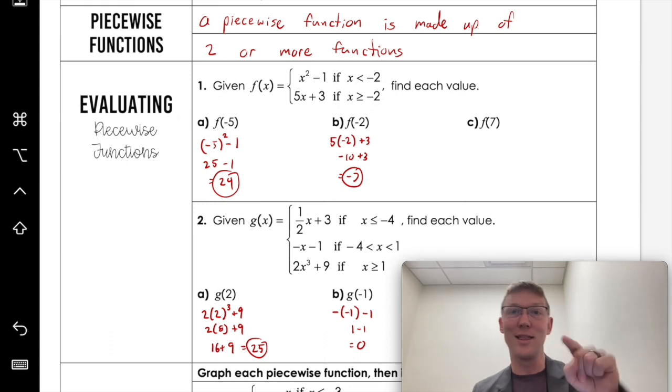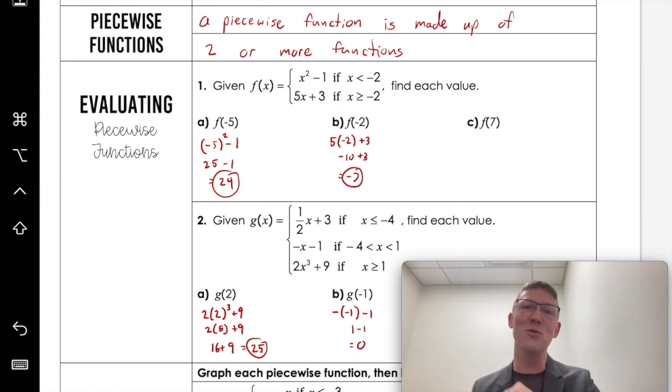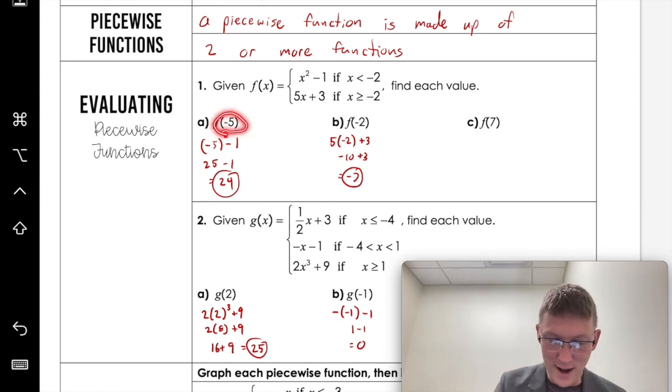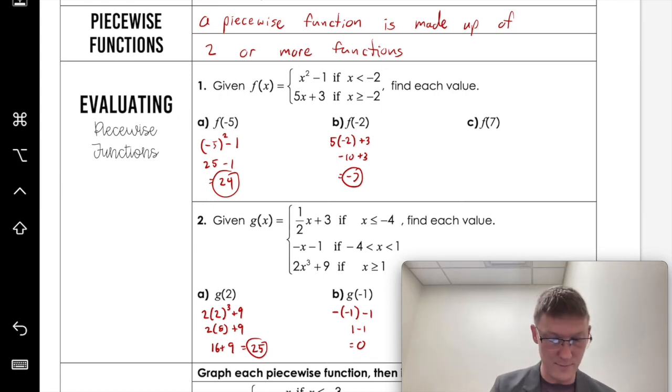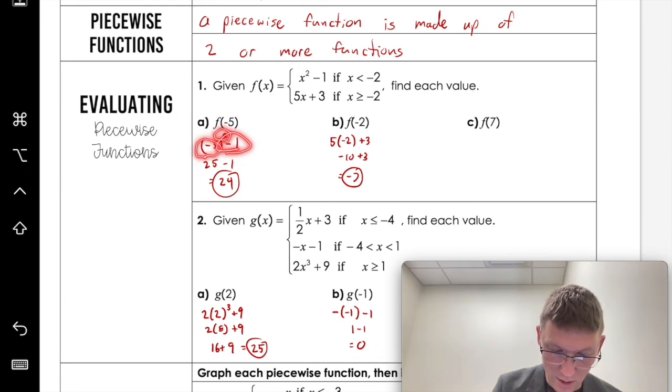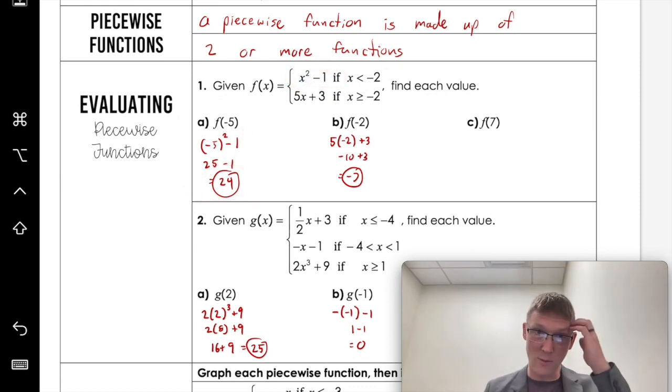If you said less than negative 2, you're right. So negative 5 is less than negative 2. So we're just going to plug it into this equation. So you'll notice we put negative 5 squared. Notice the parentheses. Those are very important because when we square this, it's a negative times a negative, so it's going to turn positive. But anyway, negative 5 squared minus 1. So we just plugged our 5 into that, did our math here, and we got 24.